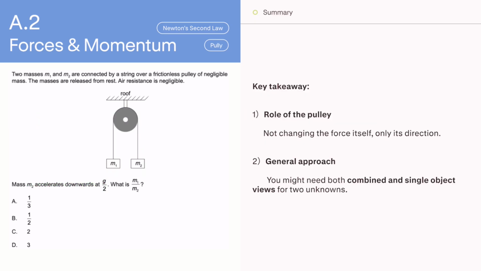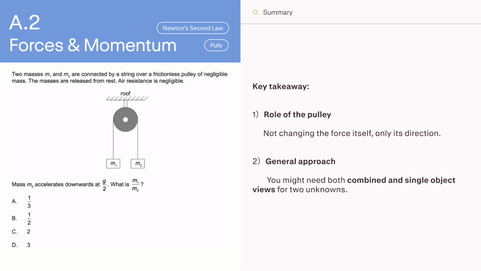Here is the key takeaway for this lesson. First of all, the pulley changes the direction of an individual force. In this question, the pulley changes the direction of W1, but you can approach the question in another way and make the pulley change the direction of W2. You will get the same answer as long as you're consistent with the direction and the signs throughout your working.